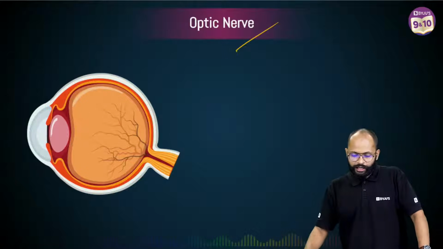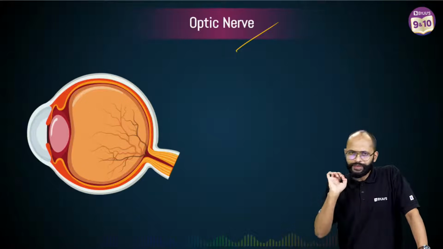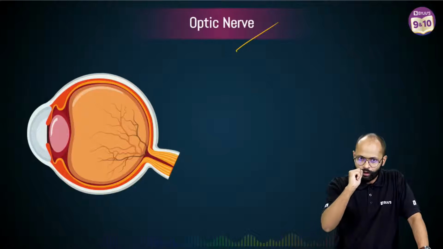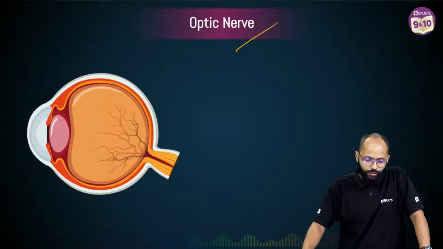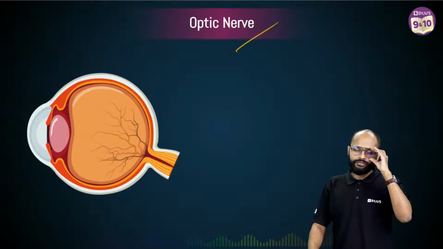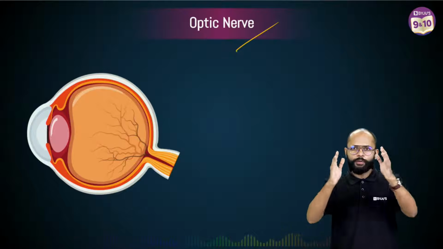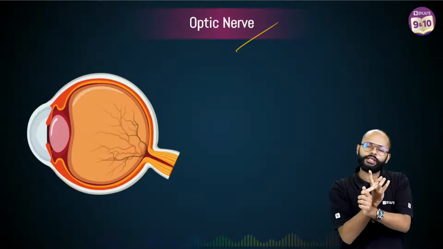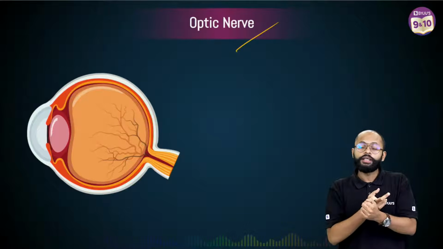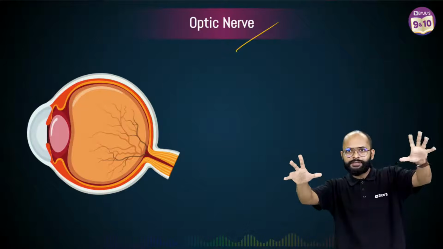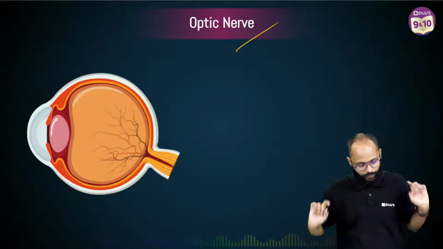So, optic nerve. I told you that the screen is the retina. We just talked about how the retina has 2 types of cells. Rod cells are light sensitive cells. Cone cells are color sensitive, for nice bright colors. Correct? Okay.